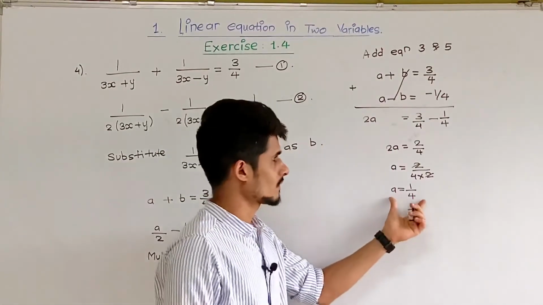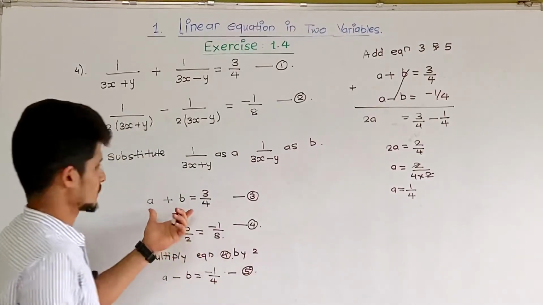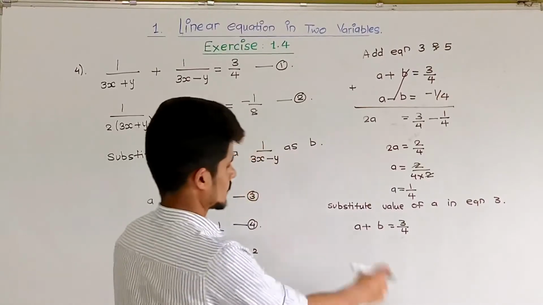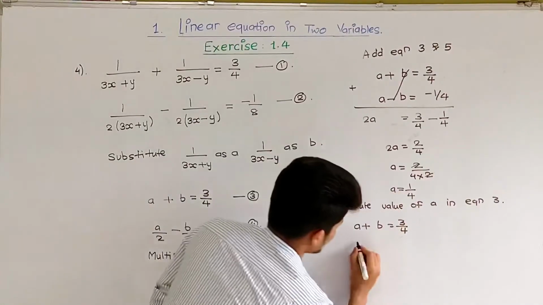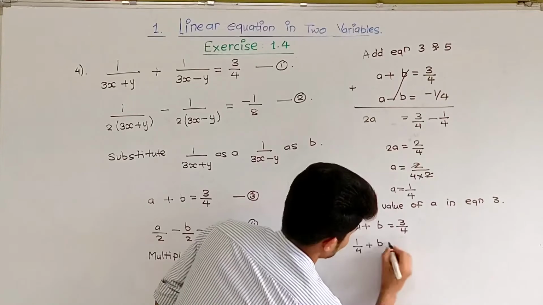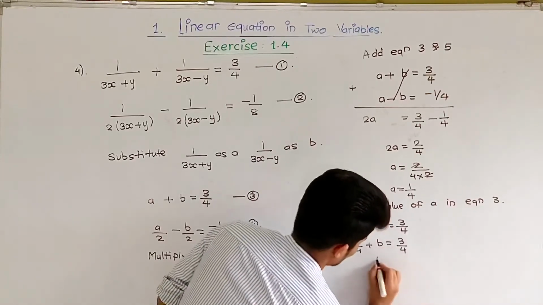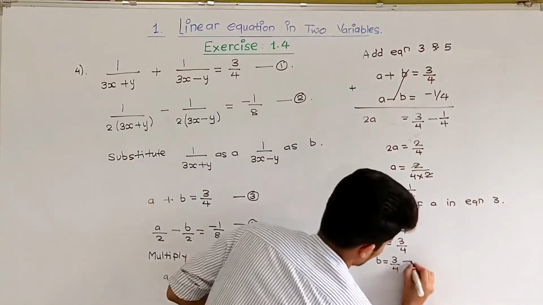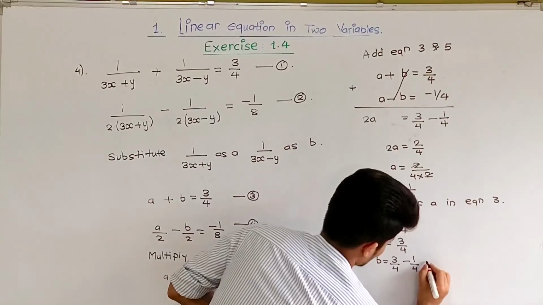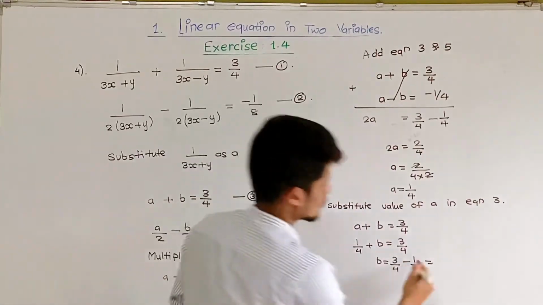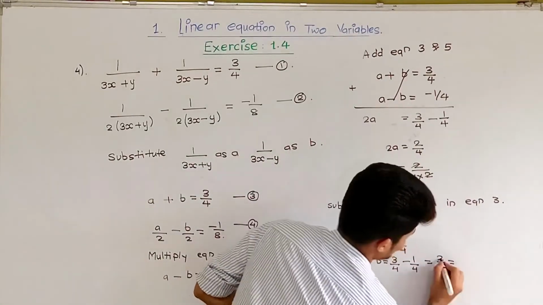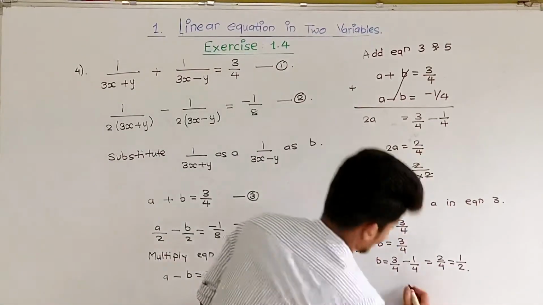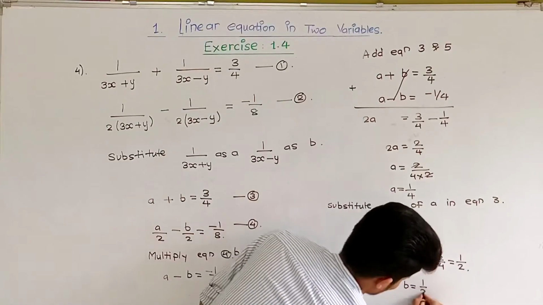So we'll substitute the value of a in equation 3. Value of a is 1 by 4 plus b is equal to 3 by 4. b is equal to 3 by 4 minus 1 by 4. 3 minus 1 is 2, that is 2 by 4. 2 1s are 2, 2 2s are 4, that is 1 by 2. So value of b is 1 by 2.